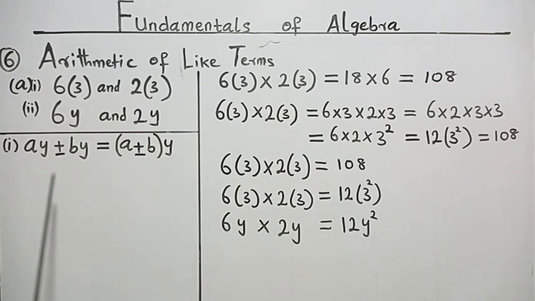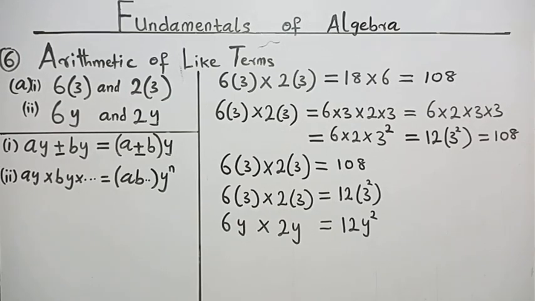Therefore, let me use another line here to write the formula for multiplying like terms. Please watch out. And here the result comes. It says ay times by times any other thing y. The dots indicate that we can still have other numbers that possess y as their common variable. So we have that the answer is equal to ab dot dot then y to the power n.